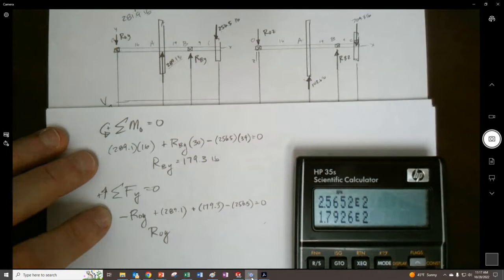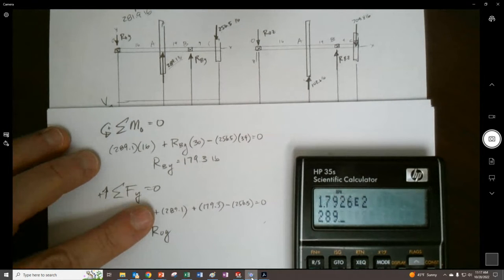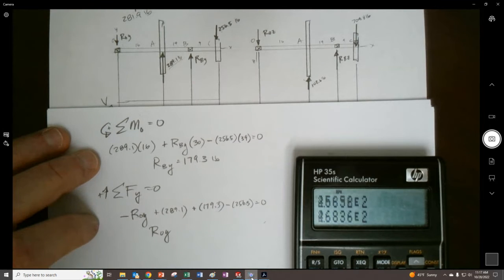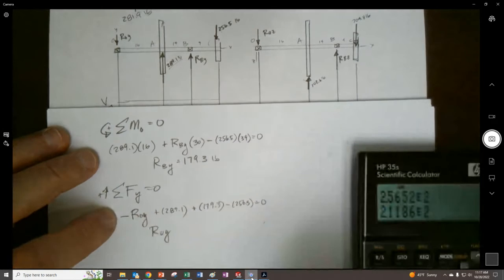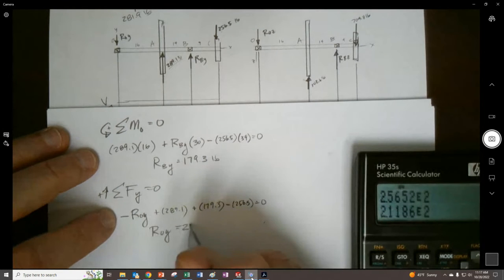So ROY, let's switch that back over to positive. And the 289.1, add them together, subtract out 256.5. Okay, we got a positive number, so that's good because that was going to come back over the side. And we have 211.9 pounds.